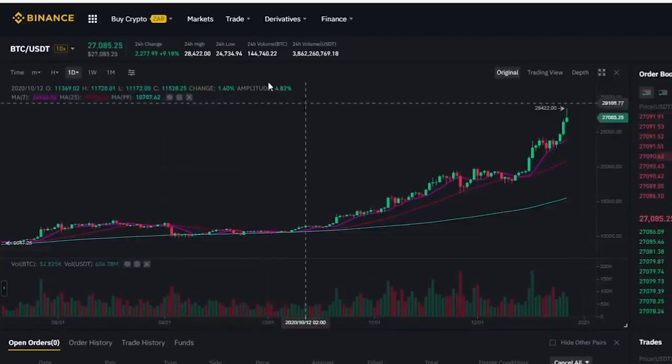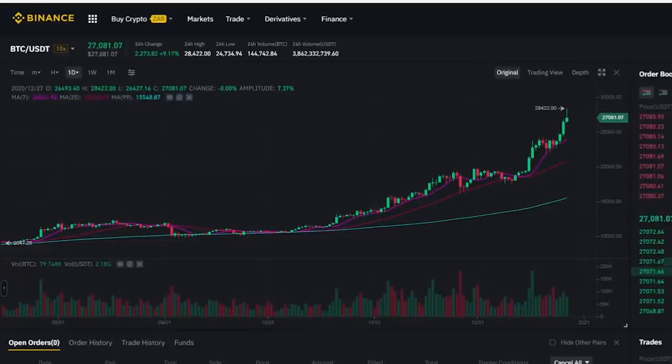24-hour volume on Binance, 144,742 Bitcoins have been traded on Binance, which is the total amount of about $3 billion. So that's what this tab tells you as a trader. You need to know all these things, right?